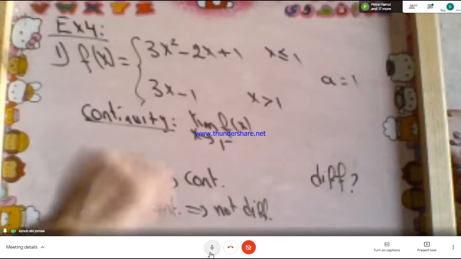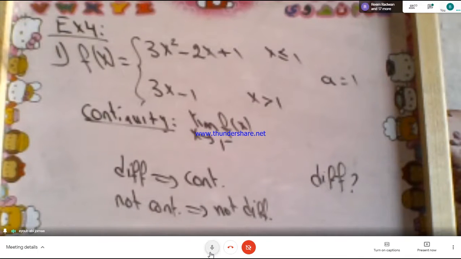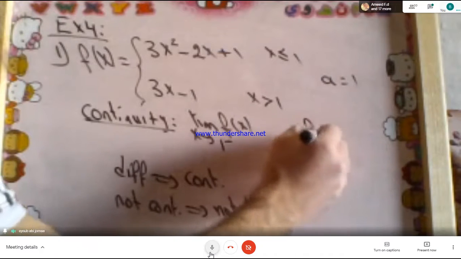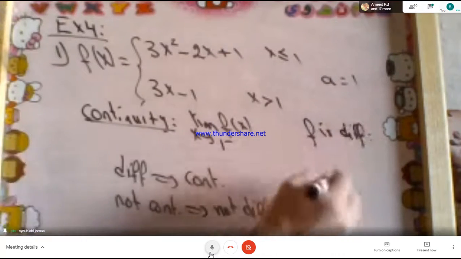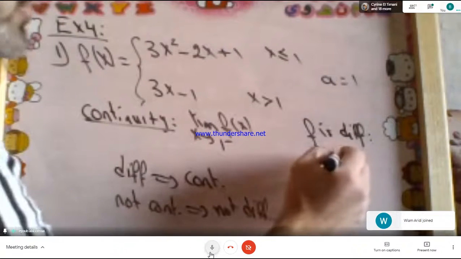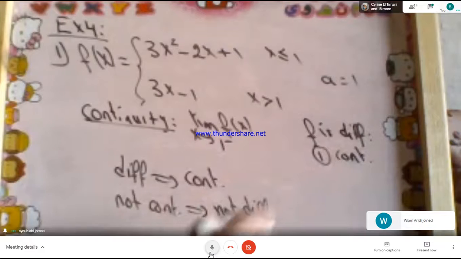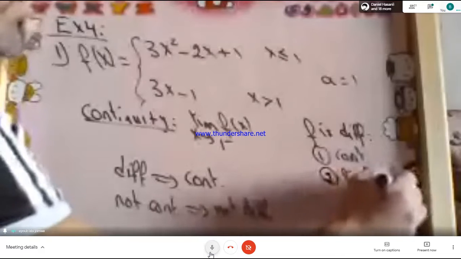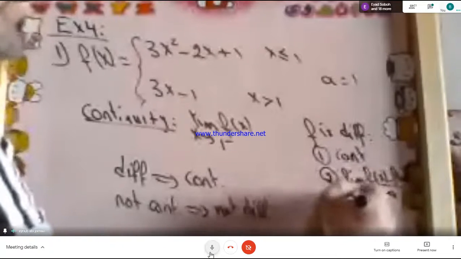What do I do if the function turns out continuous? If it is continuous, I won't say it is differentiable, of course not. I'm going to move to the second step. To check the differentiability, the function f is differentiable. Our first condition is that the function is continuous. The second condition is that the limit of f of x minus f of a over x minus a as x approaches a exists.